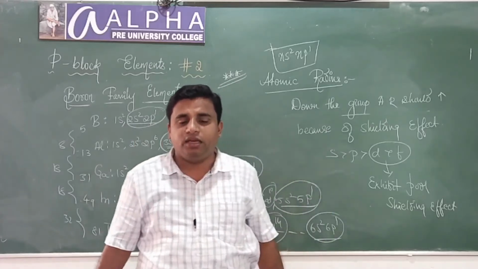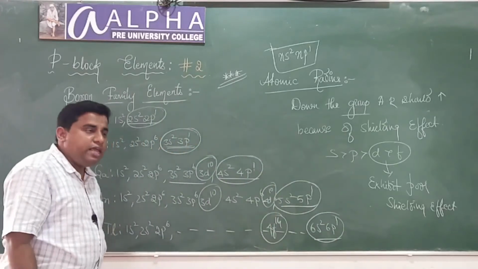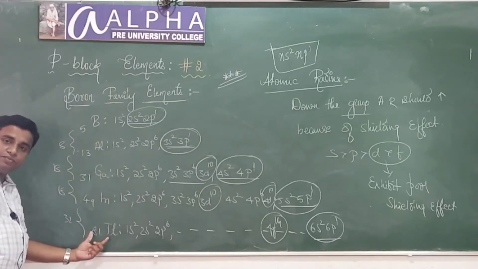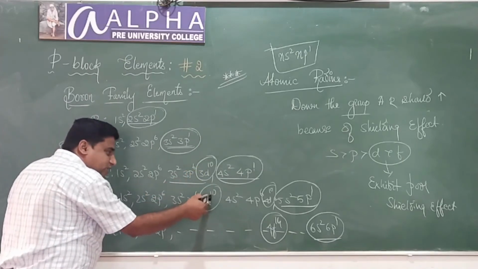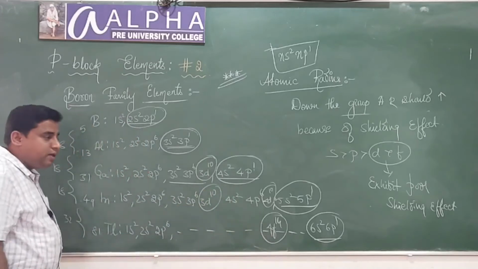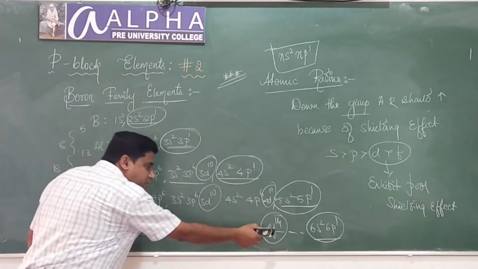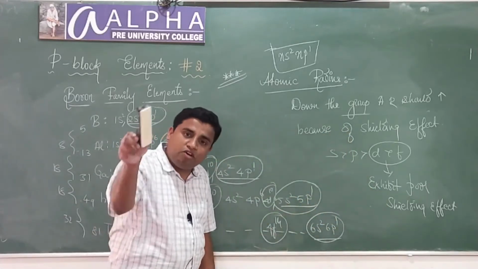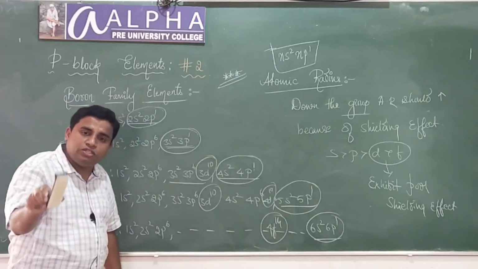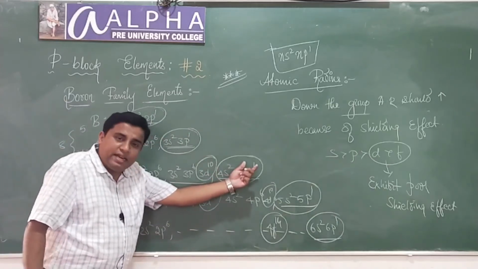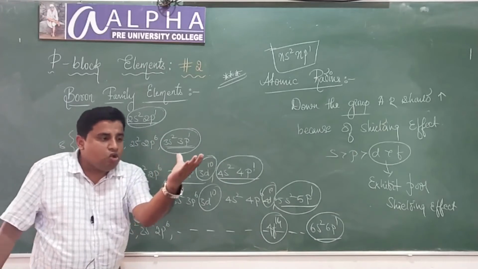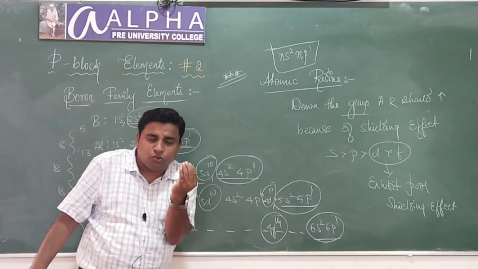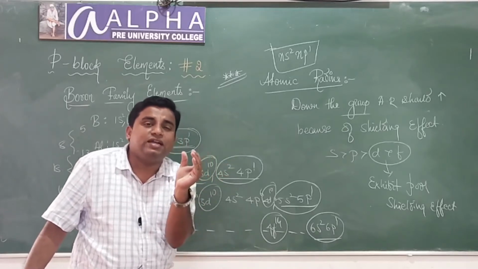Once again I repeat: in boron family, from gallium to thallium, there are inner completely filled d orbitals and f orbitals. These inner completely filled d orbitals and f orbitals will exhibit poor shielding effect. Because of poor shielding effect, the outer electron will be pulled towards the nucleus. When the outer electron is pulled towards the nucleus, the atomic radius will decrease.